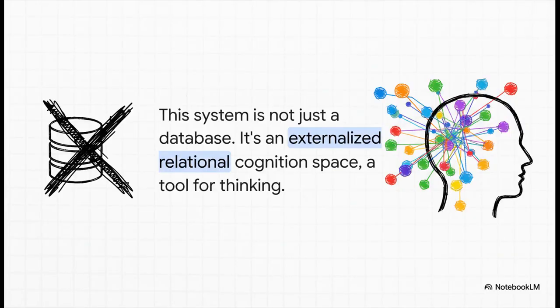And that leads us to the ultimate takeaway here. The graph manifold isn't a database. It's an externalized relational cognition space. I know, that's a mouthful. But what it means is, it's a tool for thinking. A space outside your own head that's built to understand relationships and context, not as an afterthought, but as the most important thing. It reasons about the world in a way that's much closer to how our own minds work.